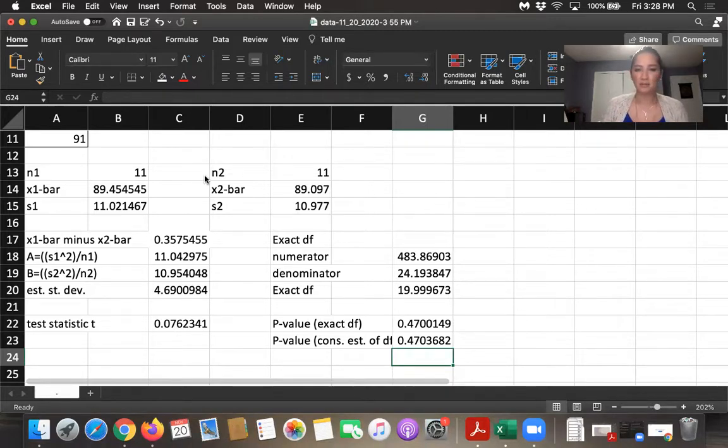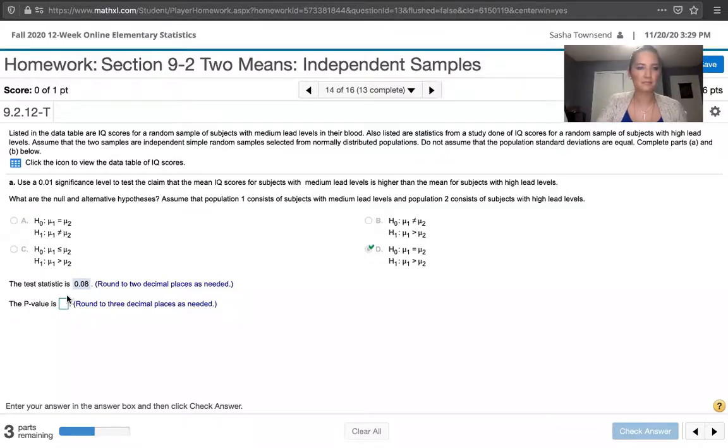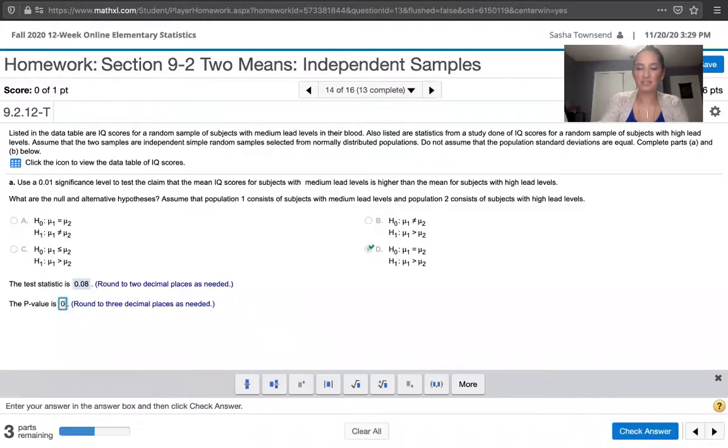So we've got these two p-values. I bet they're both more than alpha, so I think we're going to fail to reject the null. But let's enter these in MyLab Statistics. Okay, rounding to 3 decimal places, both answers are the same. We have 0.470 in that case.